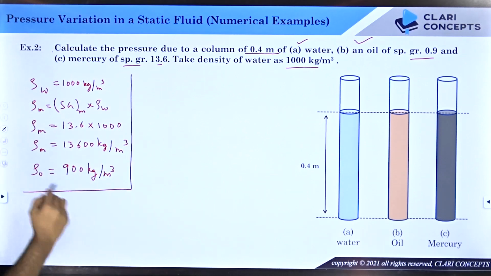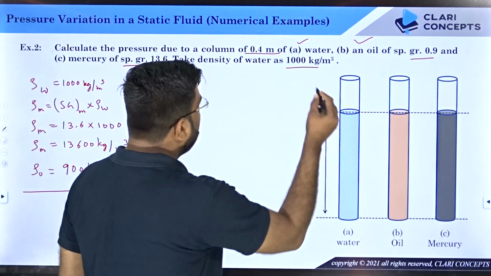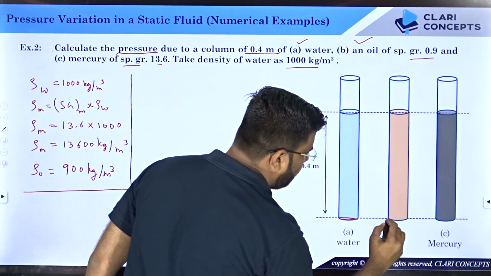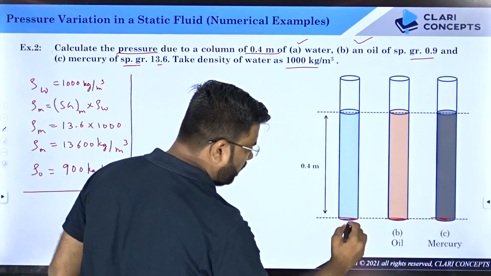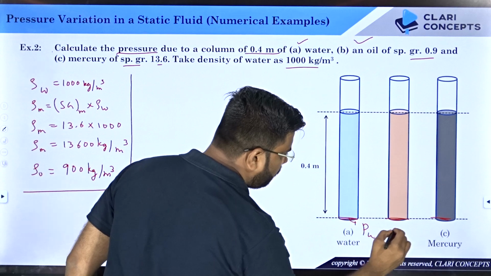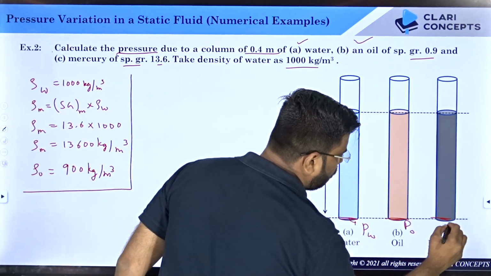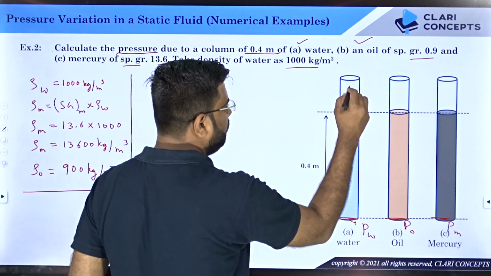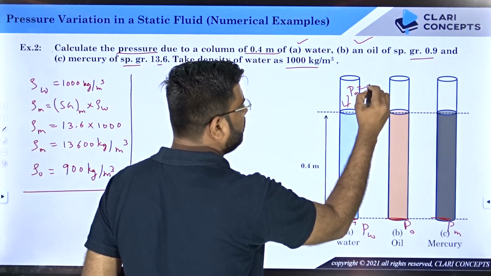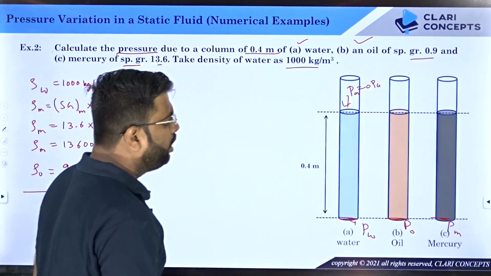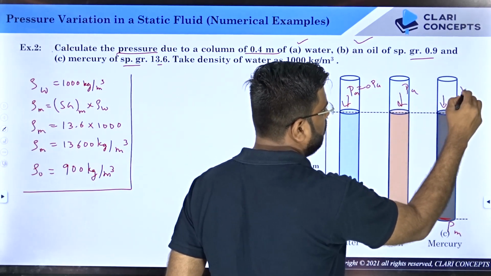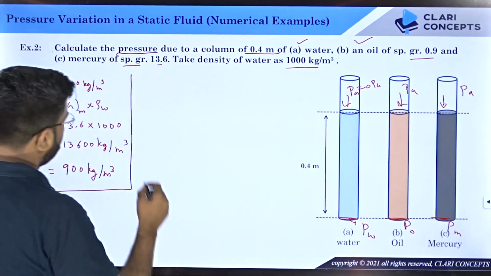Now, what are they asking? They are asking to find the pressure due to this column. So pressure will be at the bottom point, all of them at the bottom point. So here is the pressure due to the water column, the pressure due to the oil column and the pressure due to the mercury column. Here the pressure at the top is atmospheric, PA, which is 0 Pascal gauge. Yes, all of them have atmospheric pressure PA at the top. So very simple.